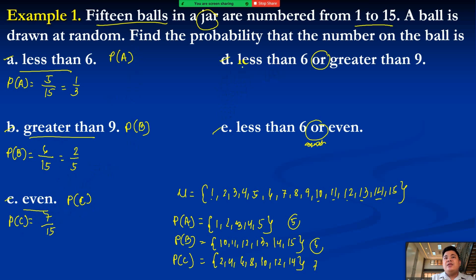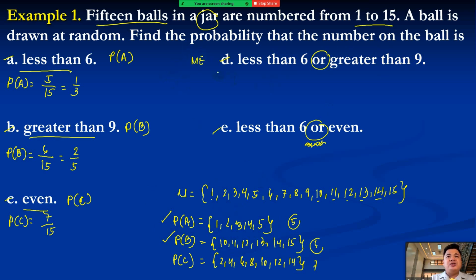So let's have first letter D. What is the probability of getting less than 6 or greater than 9? First, you have to identify if these two events, less than 6 and greater than 9, are mutually exclusive events or non-mutually exclusive events so that you'll know which formula you are going to use. Is there something common among the elements here and here? 1, 2, 3, 4, 5, 10, 11, 12, 13, 14, 15. There's nothing common. It means that the events are mutually exclusive events.